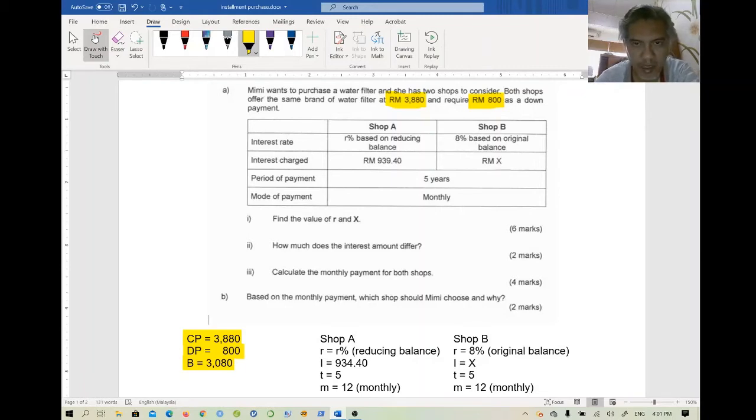Okay, and basically based on the shop A information, you have the percentage interest rate at R%, reducing balance, and you are given the total amount of the interest, the duration, and the mode of payment. Similarly, in shop B, you are given the interest rate of 8% based on the original balance, and the interest amount is just X, which you have to find. Lastly, the period of payment and the mode of payment are the same as shop A.